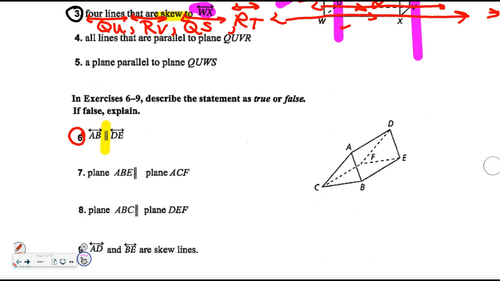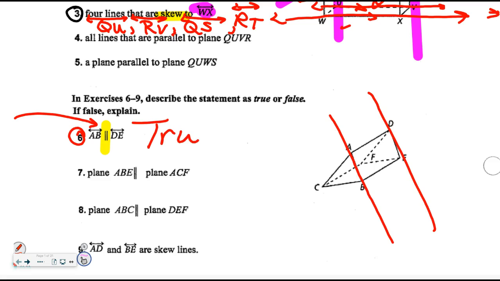So now it says right here, what did I say this symbol means on your note card? Parallel. So they're asking you, is AB, this guy, parallel to DE? I think they look very parallel, right? They'll never cross and they have the exact same steepness and they're in the same plane. So it says, decide if it's true or false. I'm going to say that's true. All right? What do you think?